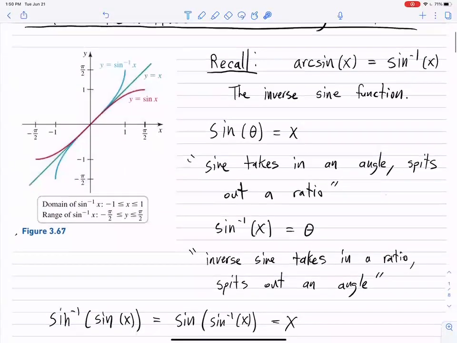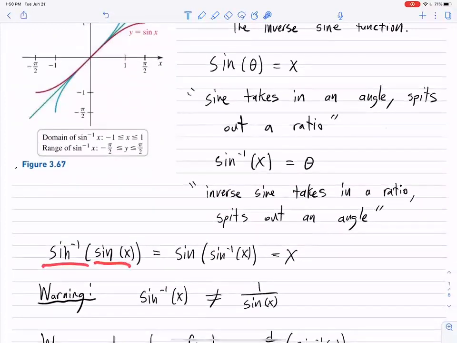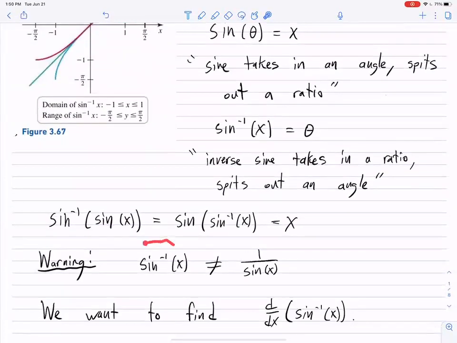Those are equivalent statements. And remember, an inverse function is such that if you plug a function into its inverse, or the inverse into the function, it just spits out x. That's the main idea of an inverse function. And remember, the key warning is that sine inverse is not the multiplicative inverse. It's not 1 over sine. It's just the inverse function. It takes in a ratio and spits out an angle.